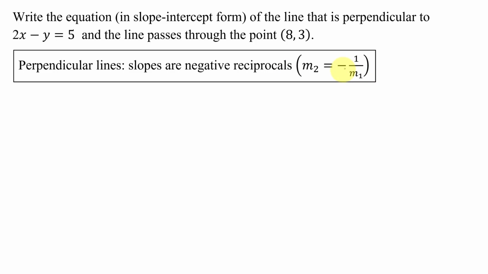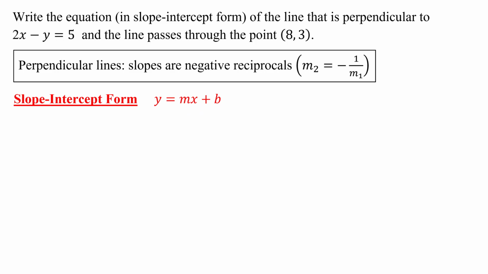So if I find the slope of my first line, I'm going to call that m sub 1, then the slope of a line that's perpendicular to it, m sub 2, equals negative 1 divided by m sub 1. So the first thing I need to do is find the slope of my given line. And that is a lot easier to do if the equation is in slope-intercept form. That means y equals mx plus b. Then the coefficient of the x term is the slope of the line.